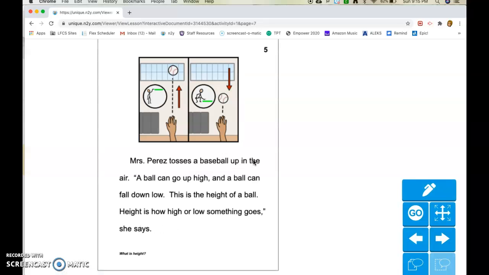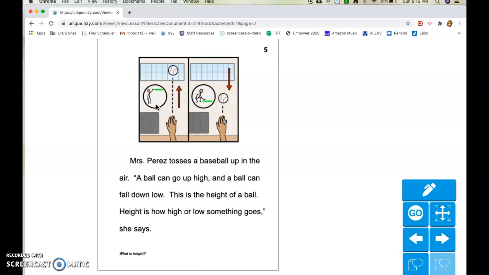Mrs. Perez tosses a baseball up in the air. A ball can go up high, and a ball can fall down low. This is the height of a ball. Height is how high or low something goes, she says. So what is height? How high it goes and how low.